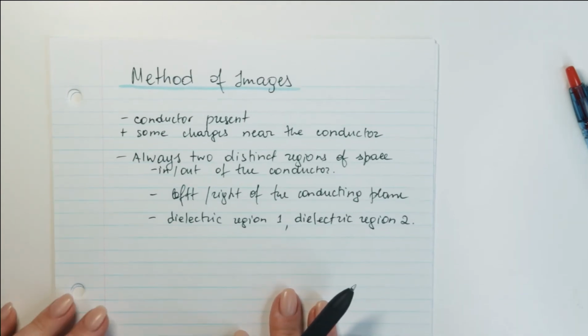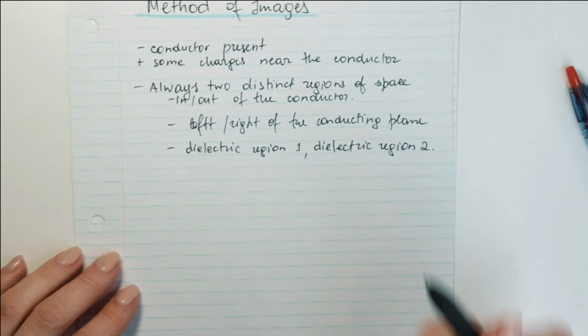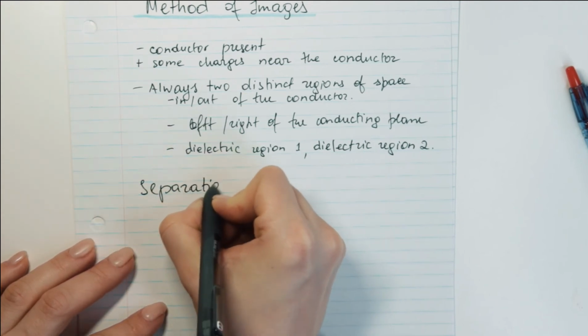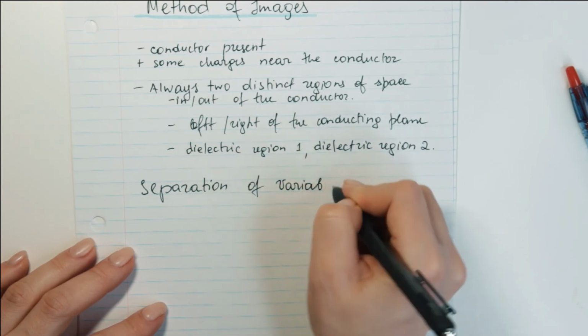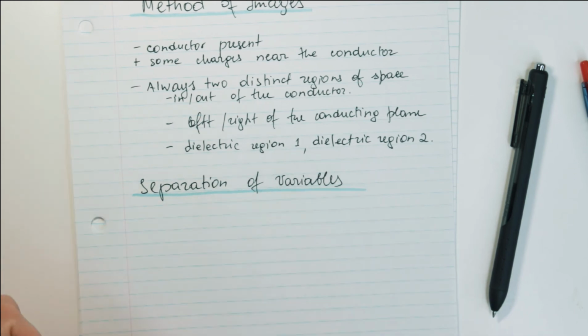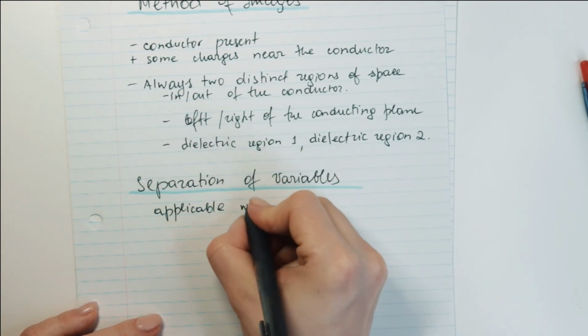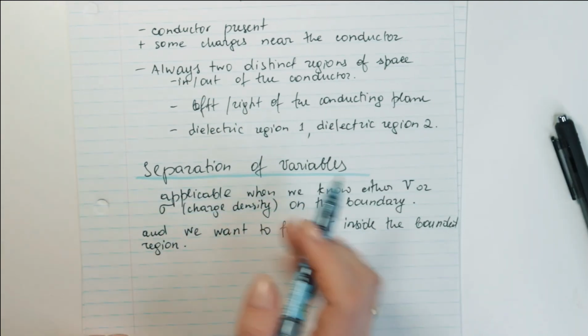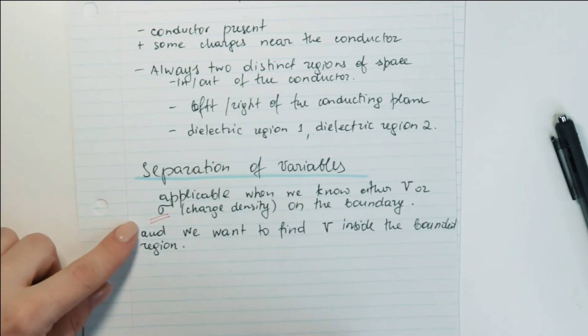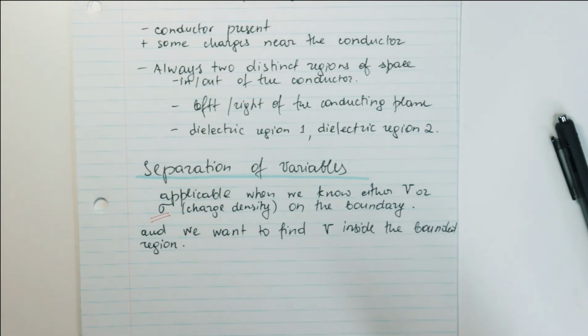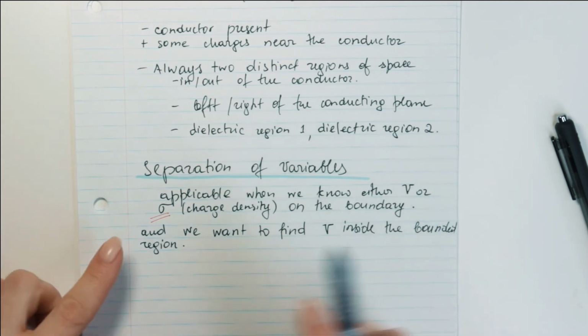Then there's a standard method for solving differential equations, which is separation of variables. So this one helps us to solve Laplace's equation directly, and it is applicable when we know either a potential or a surface charge on the boundary, and we want to find the potential inside the bounded region. And when I was doing this review, it became clear to me why in the separation of variables we always use surface charge density. It's because the boundary of some volume of space is usually a surface, and that's when we use the surface charge density.